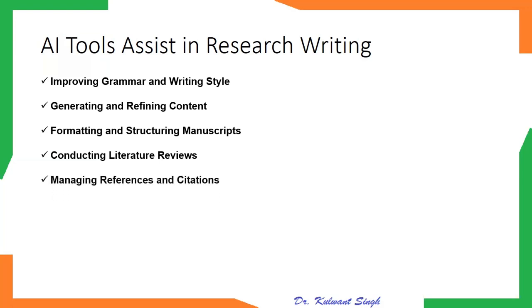Then managing the references and citations. In research writing, we need support from the literature to prepare the foundation for our research work, to add some novelty, to clear the gap in knowledge, and to support the outcome of our study. That supporting literature we have to cite in our document, as well as add to our list of references, which we sometimes call the bibliography. This task is also easily handled by AI tools.